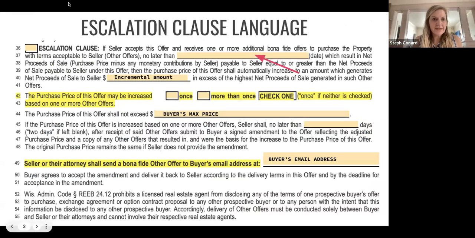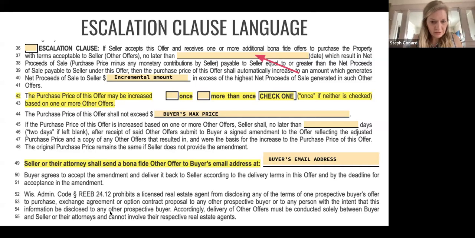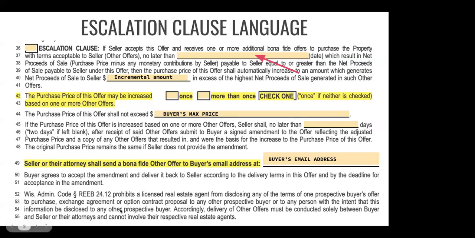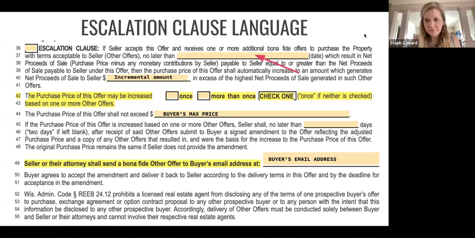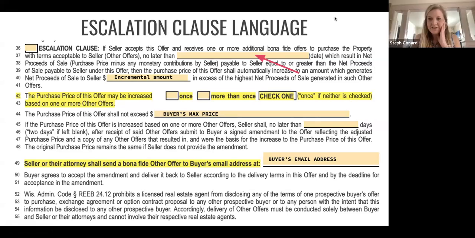Getting into the escalation clause itself now. I can't hear you. Oh, you can't hear me? Can you hear me now? Can others hear me? I can hear you, Steph. Okay. Joni, can you hear me okay, Joan? Yeah. You can hear me now. Okay. I can hear you now. All right, cool.